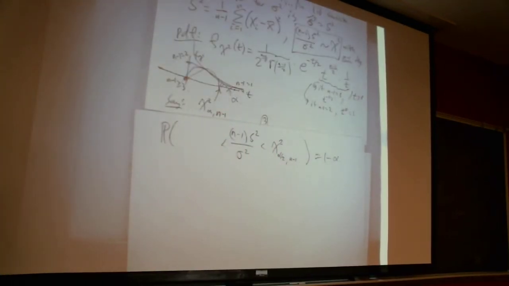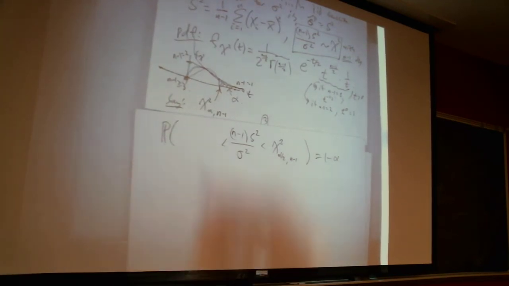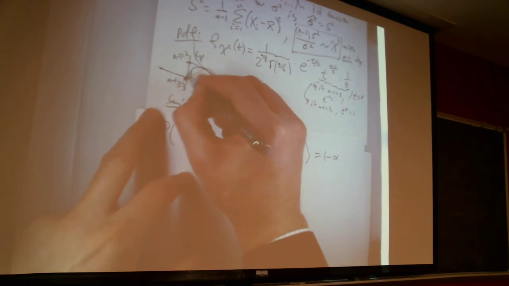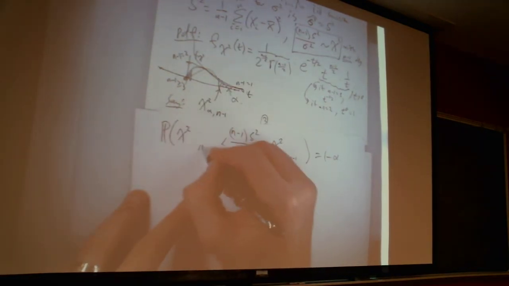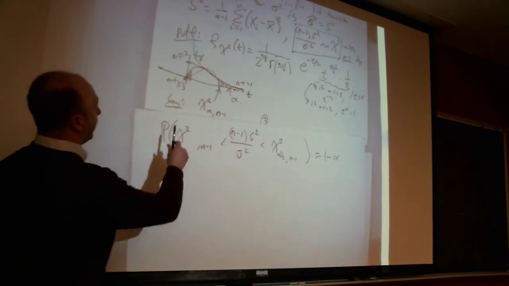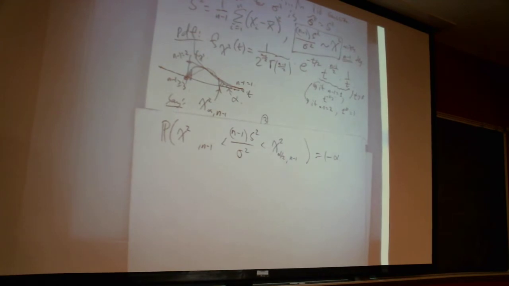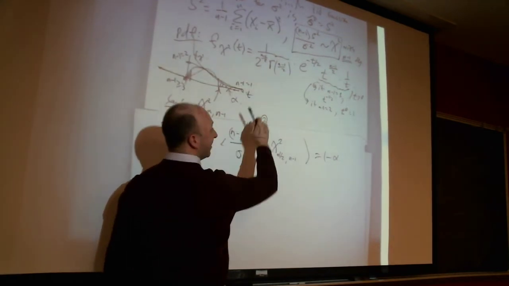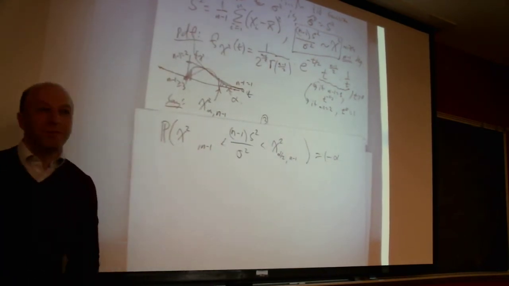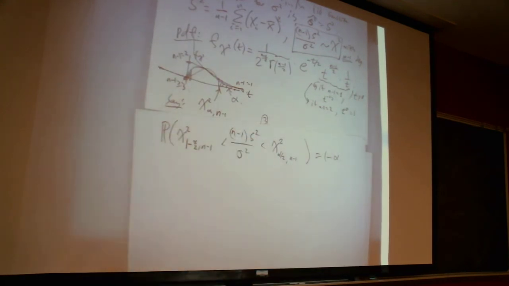Okay? How do I get the back tail? I also want to throw away the back tail. So I should put some value here. What's the value that will throw away the initial alpha over 2? Well, if the initial part is alpha over 2, how big is the tail? 1 minus alpha over 2.